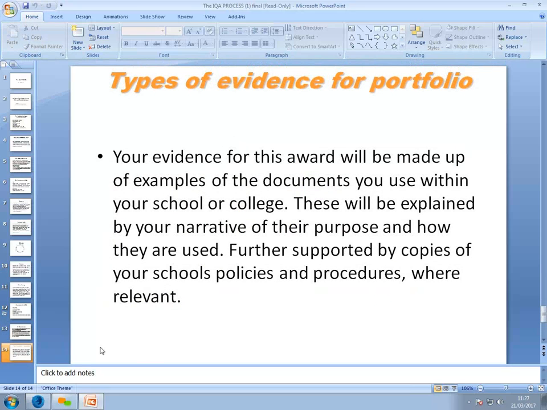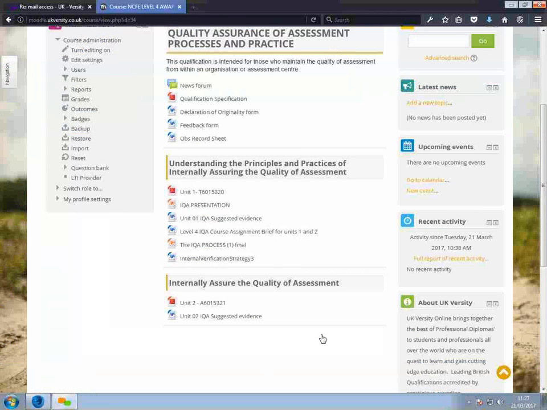So, track to evidence for your portfolio. Your evidence for this award is made up of examples of the documents you use within your school or college. These will be explained by a narrative of their purpose and how they are used, further supported by copies of your school's policy procedures where relevant. Now, I put that in at the end because it actually matches the last bit of what we want to do now.